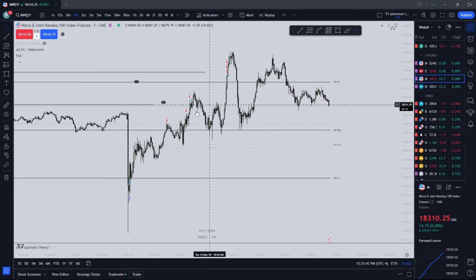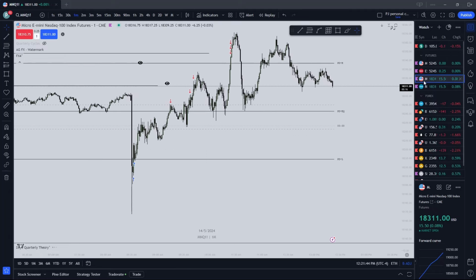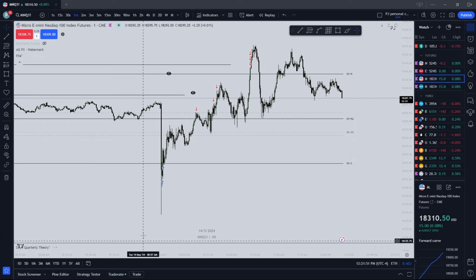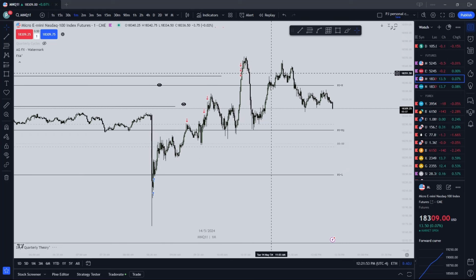Regardless, this is the entry we took, the play we took today. Looking at this, it's pretty simple and easy, but that's how you catch a daily range.